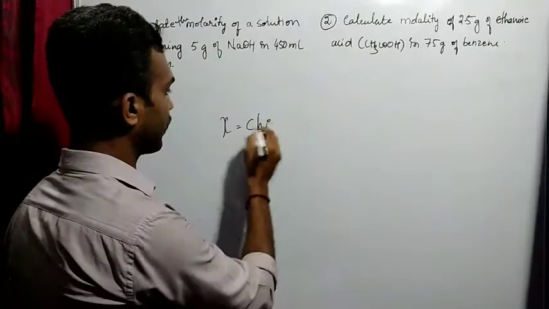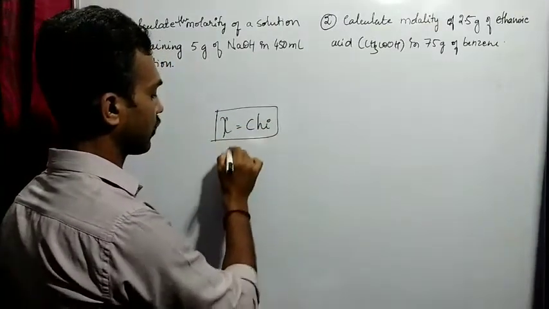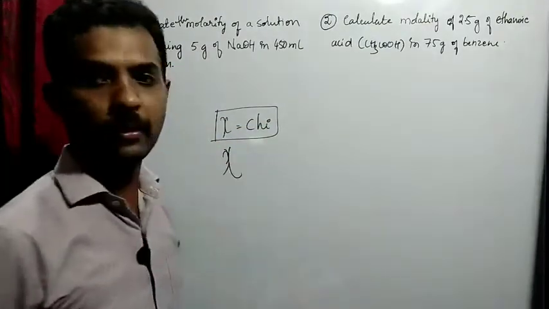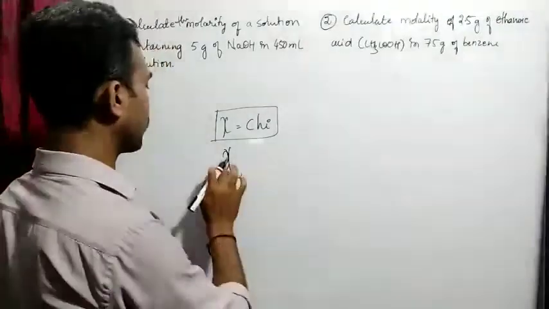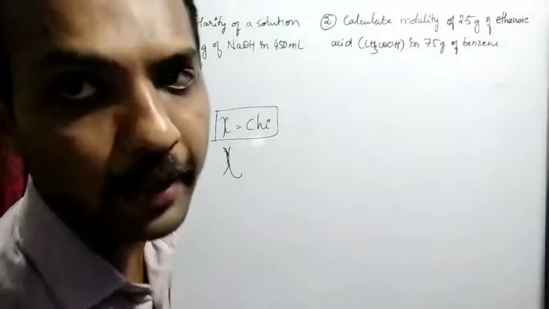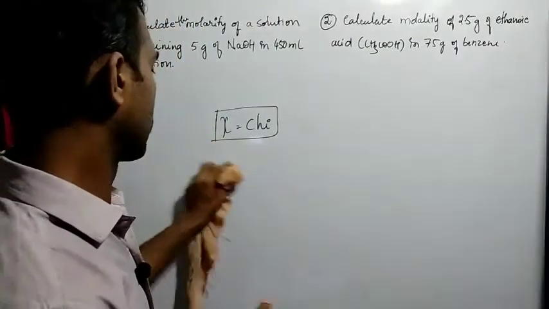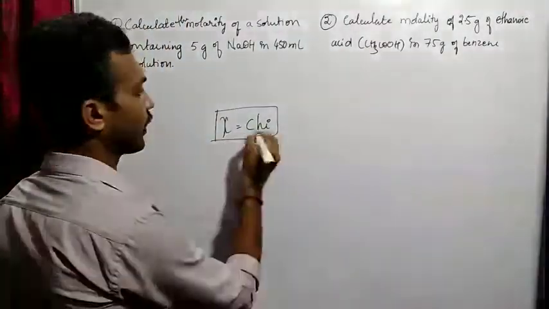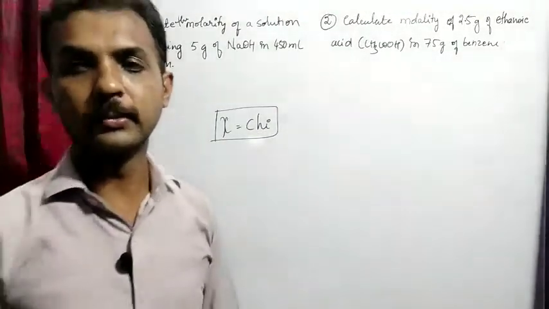What do we call it? We call it chi, right? It looks like x, but it is not x. It is the Greek letter. So we are writing it like x, but it is not x. Just remember, this we are calling chi. Okay, so remember that. It is chi.